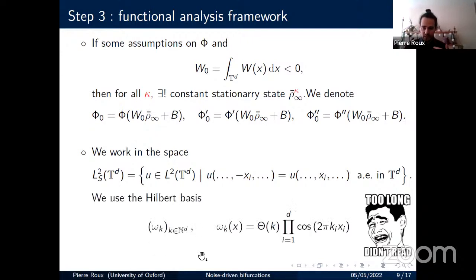And then we have this Hilbert basis of this L2S space of the torus, which contains only cosines because the sines are not present in this one. And the Fourier coefficients, of course, will play a major role in our analysis.